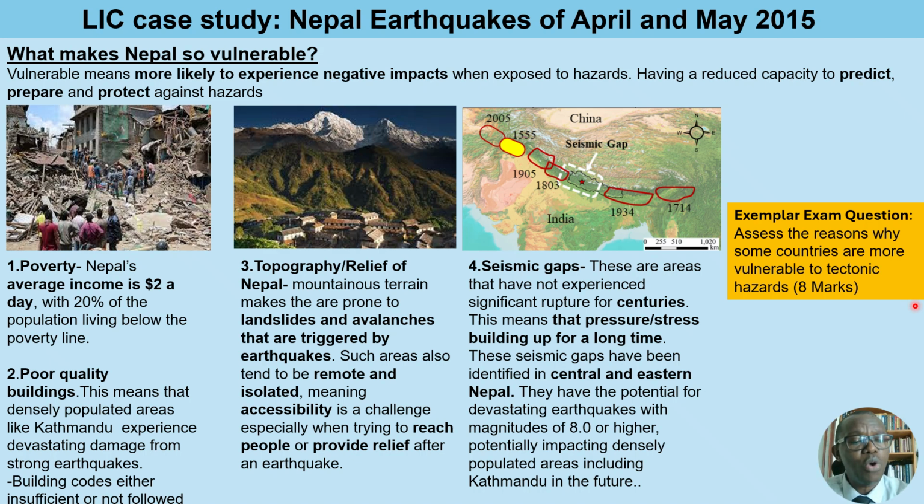Then we have poor quality buildings. This point obviously is linked to the poverty here. The buildings are not made to withstand earthquakes, and building codes are also not necessarily followed.